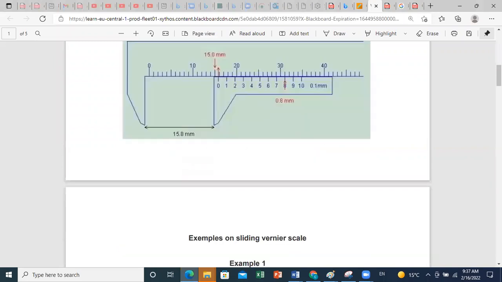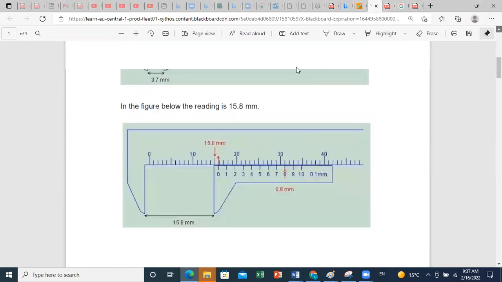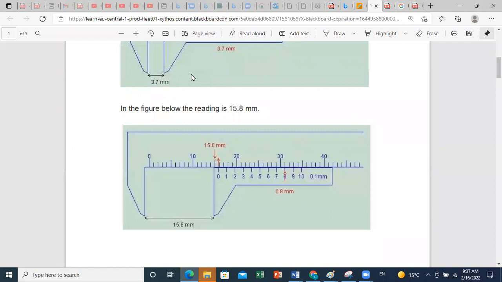If you take the following figure, again, here they should specify for you the scale. For the main one, it's in millimeter. And then you have 10, 11, 12, 13, 14, 15 to the left of 0. So always you look at the 0 of your vernier scale. To the left of it, the first graduation corresponds to 15 millimeter. So I'm reading 15 millimeter from the main scale.